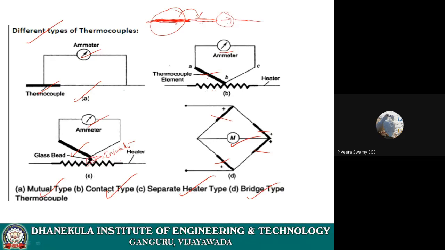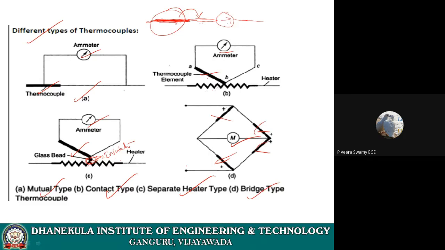Because this is an insulator, here we get only temperature. So that is the third one. And this is the fourth one. Here we are using a meter. That means in different ways we are applying the temperature. In four ways we are applying the temperature at a time.